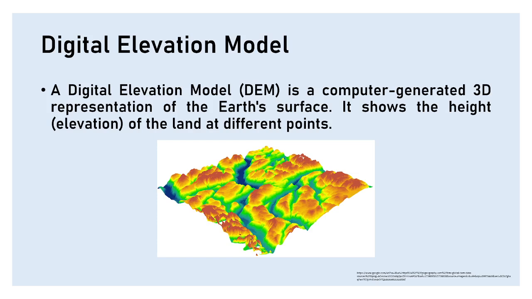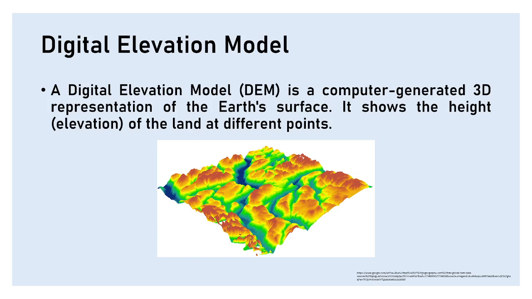So a digital elevation model is a computer generated 3D representation of the Earth's surface. It shows the height, the elevation of the land at different points. However, as you remember from the lectures, the professor has also mentioned that it need not be elevation all the time. It depends on the purpose. You need to know the aim or objective of your project. So at times, in place of the elevation, you might have to consider the pH. But generally the digital elevation model, in a general aspect, is related to the elevation.